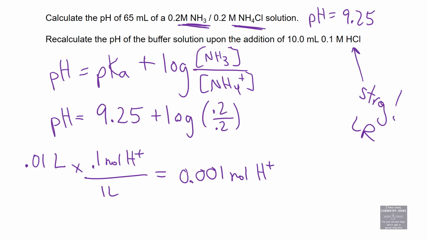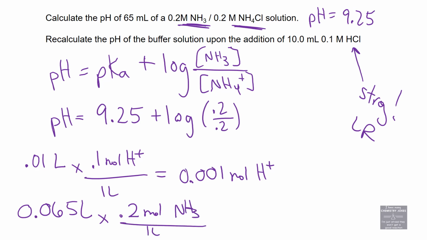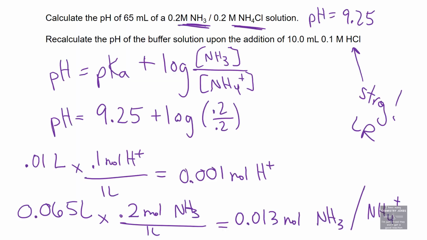Okie dokie. If I do 0.065 liters of my buffer solution times 0.2 moles of NH3 per 1 liter, that gives me 0.013 moles of NH3. And because it's equal amounts, that's also moles of NH4 plus, without me having to do more math, right? Right. So, we're going to flip to the next slide and start writing.